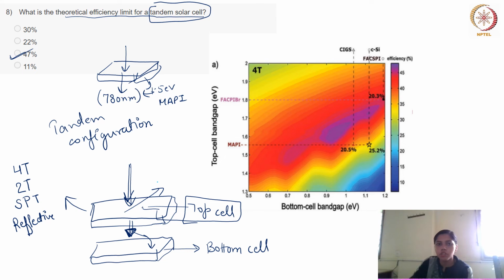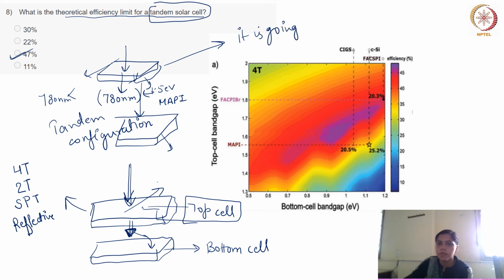So that means it is going to absorb everything which is less than 780 nanometer and transmit everything which is above this wavelength range. But at the same time, if I put another solar cell which is capable of absorbing the transmitted light from this solar cell, then it is going to enhance the device performance.